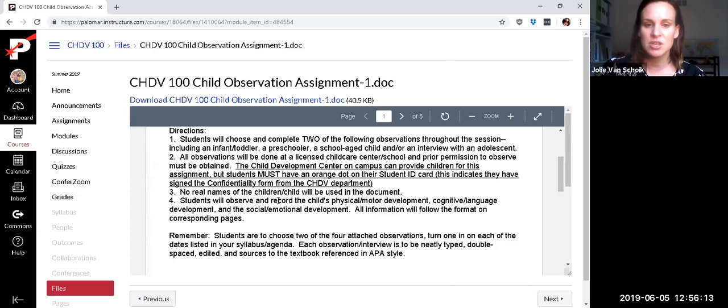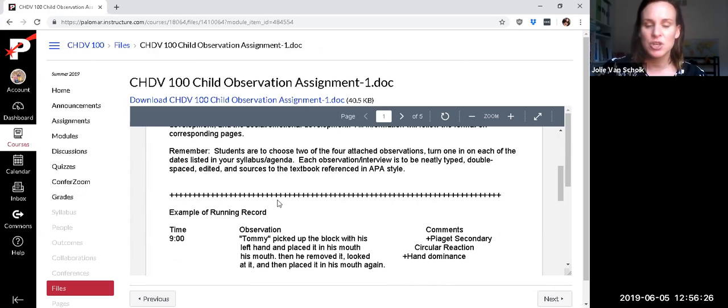So what you're going to do is observe and record the child's physical and motor development, their cognitive, so their thinking development, their language, what they say and hear, and then social emotional development as well. What you should do is a running record right here. So you should say it's 9 o'clock and then write all the detail that you can about the child.